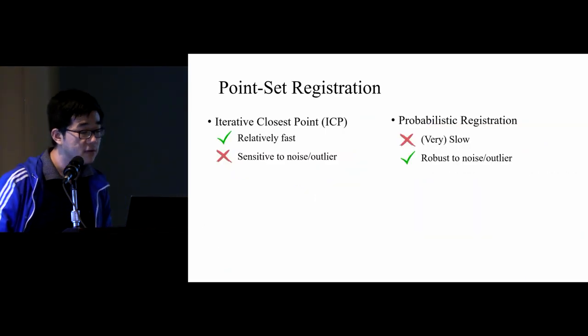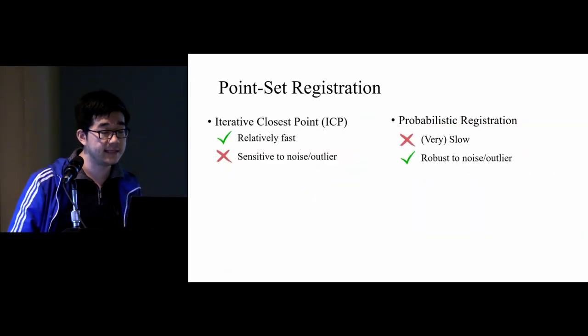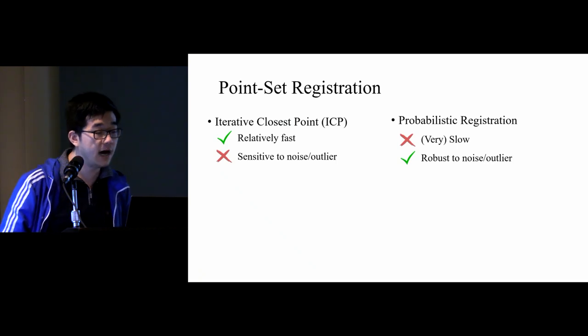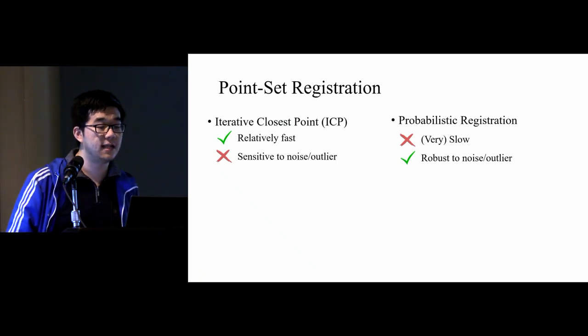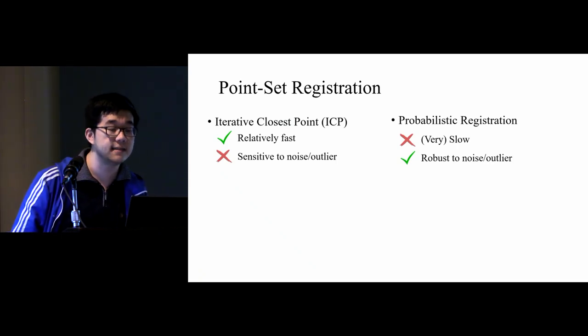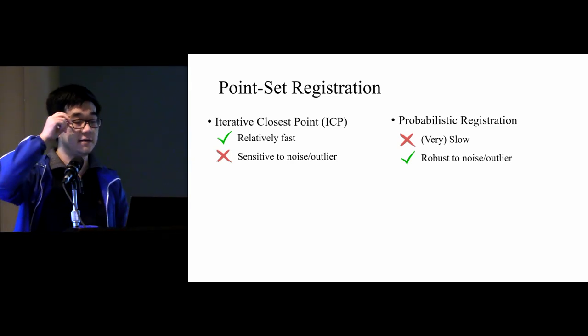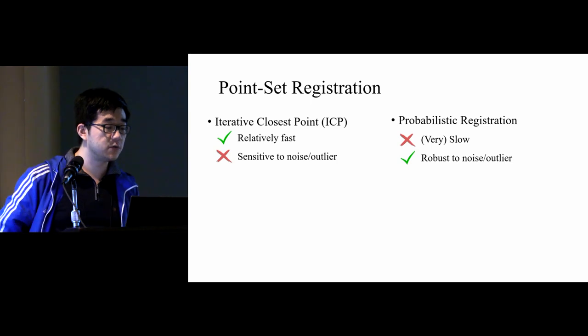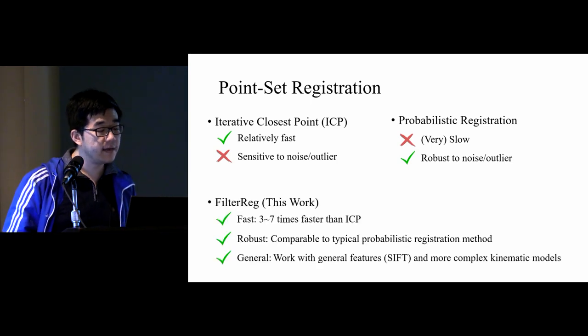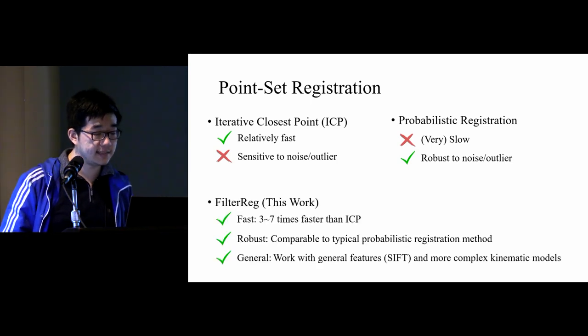Existing works on point set registration can be classified into ICP and probabilistic algorithms. However, ICP is sensitive to noise and outliers, while probabilistic approaches tend to be much slower. So in this work, we contribute a new registration algorithm called FilterReg, which is robust, efficient, and general. In particular, it is as robust as typical probabilistic approaches while being several times faster than state-of-the-art ICP.